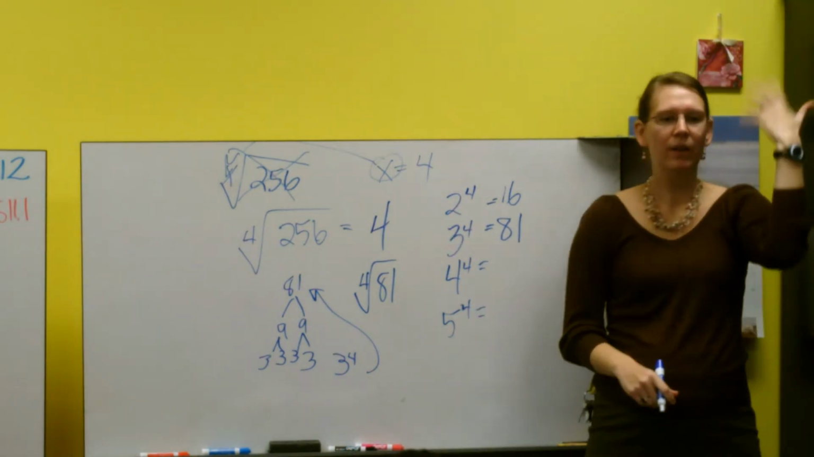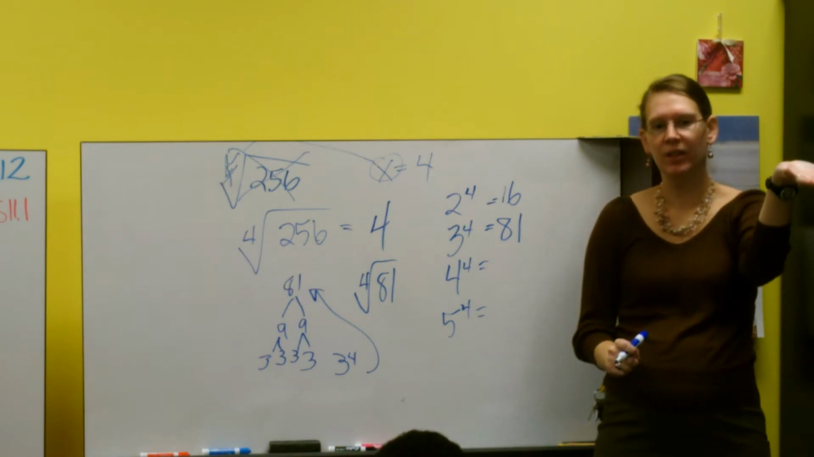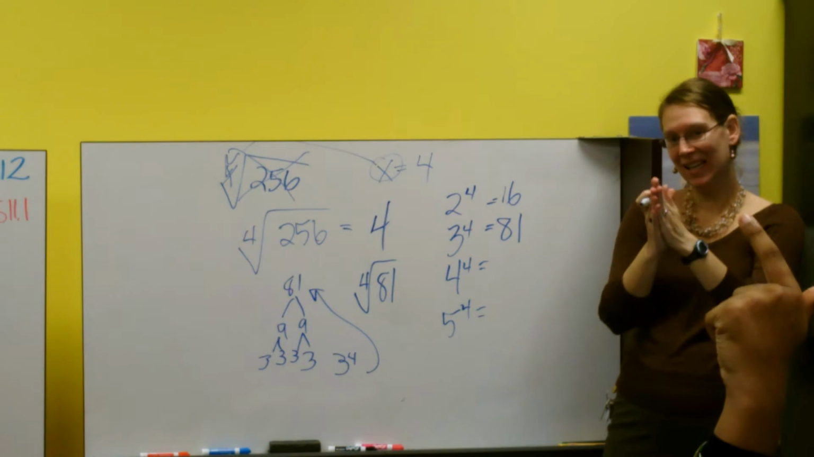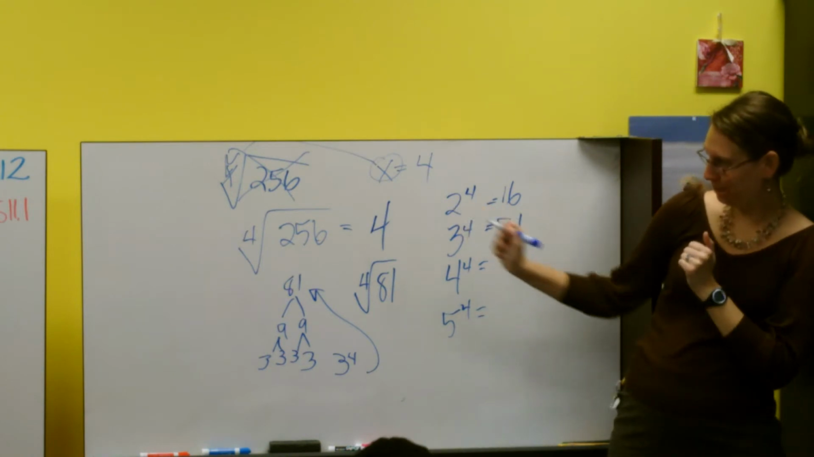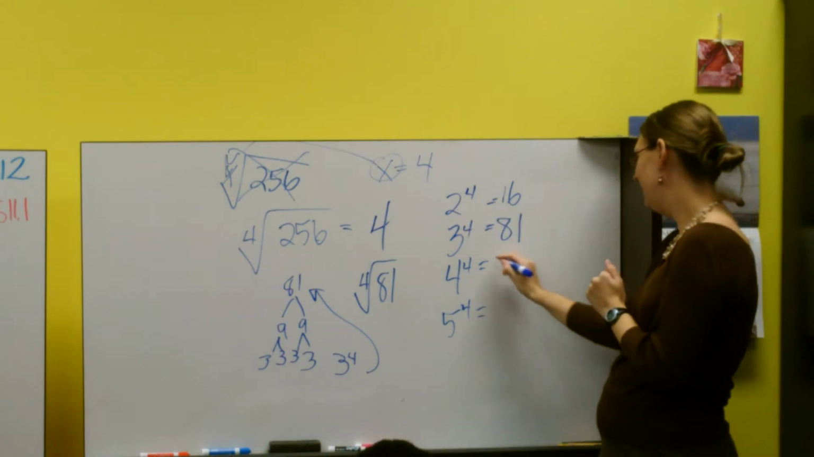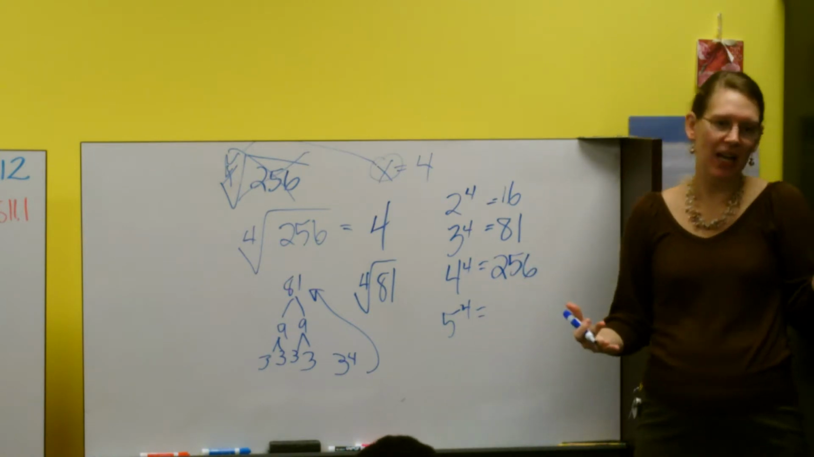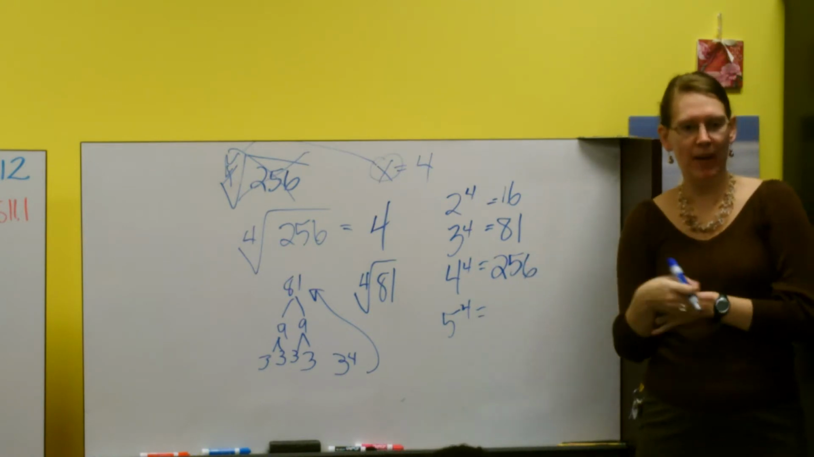So let's do 4. 4 times 4 is 16. 16 times 16? 256. So these really are, essentially, you just kind of got to memorize them, or you're going to have to figure out the math every time.